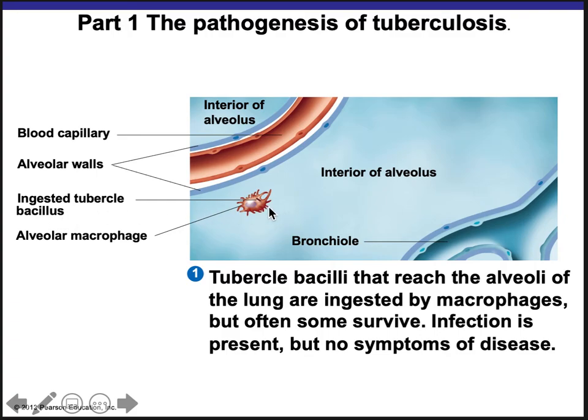Unfortunately, this is another area where it can be confusing: instead of just calling it Mycobacterium tuberculosis, they call it a tubercle bacillus. So remember that that's the same thing. We're trying to point that out in this image. The little rod-shaped bacillus, the bacterium, is Mycobacterium tuberculosis. It's been ingested by the alveolar macrophage, but unfortunately, for the majority of these bacteria, they will not be killed by the macrophage. They'll survive and continue to reproduce. So the tubercle bacilli that reach the alveoli of the lung are ingested by the macrophages, but often survive. Infection is present, but no symptoms of disease yet.